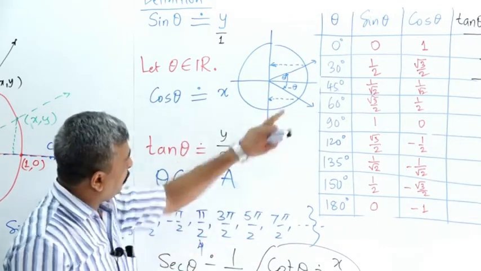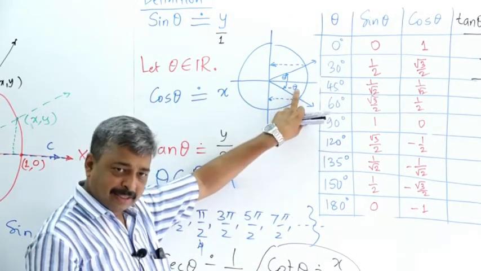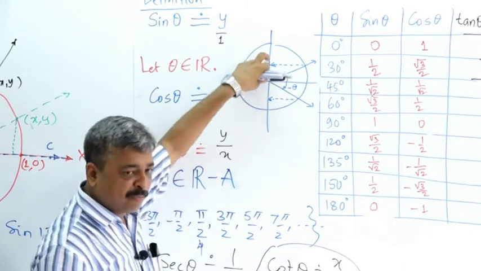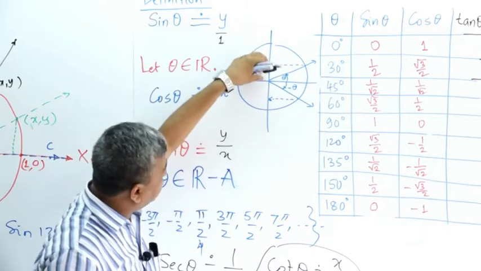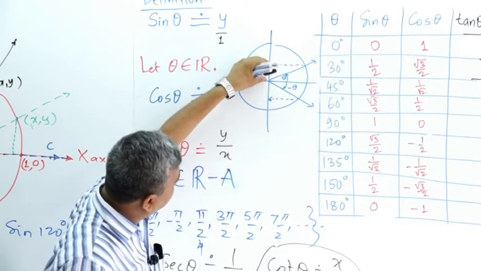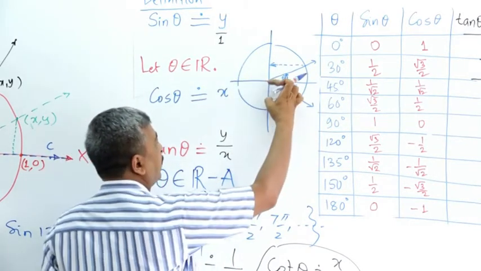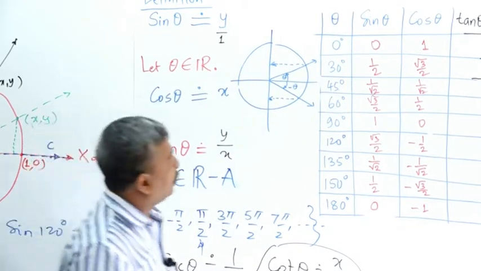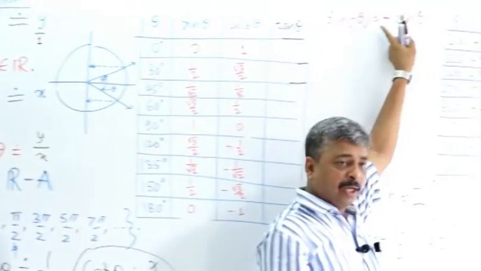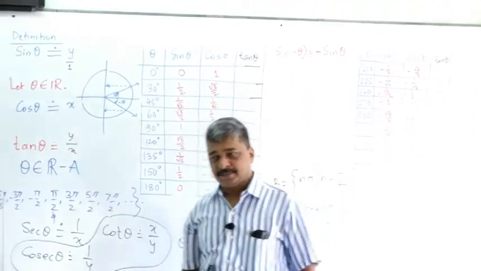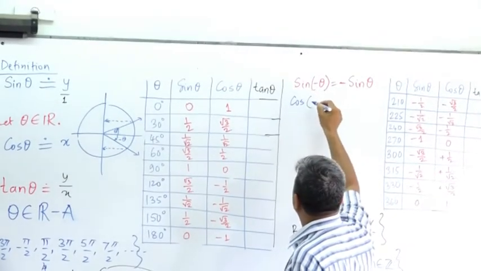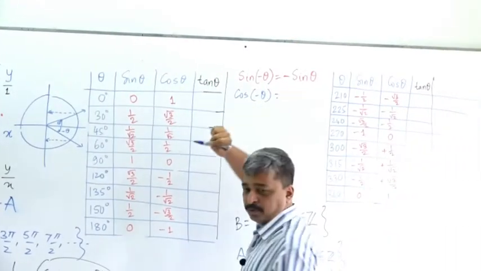Therefore, sine of the opposite of theta will have a negative sign. Distance wise, both of them will be equal. If you look at the distance from the origin to this point and the distance from the origin to this point, they are the same. But sign wise, they will be opposite. Therefore, sine of the opposite of theta will be the opposite of sine theta.